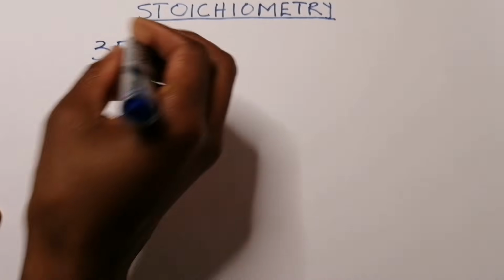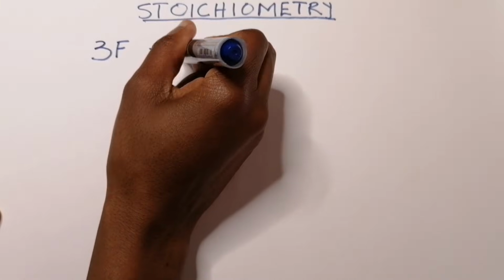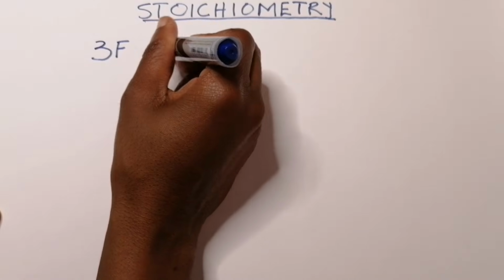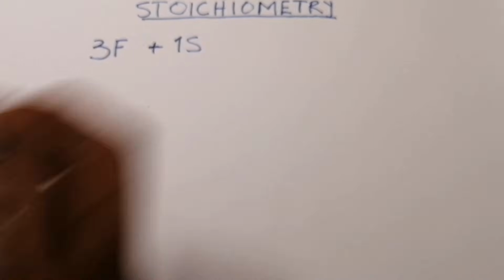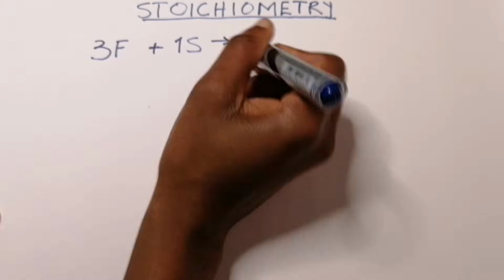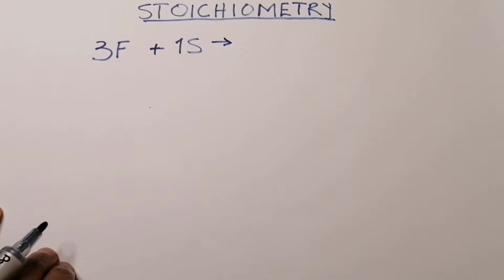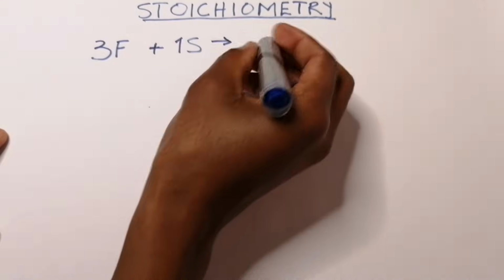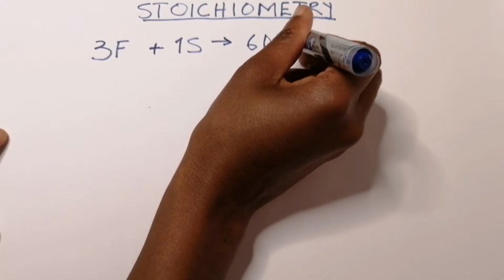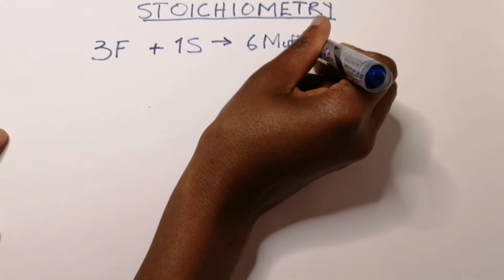Suppose my formula says 3 cups of flour, I add it to 1 cup of sugar. Of course, we don't want to have muffins that are so sweet that you can't even eat them at the end of the day, right? So 3 cups of flour plus 1 cup of sugar will give us 6 muffins. So that's our basic formula.